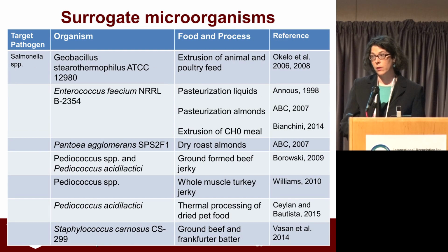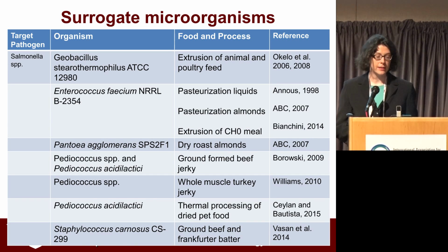Recently, a lot of the work with surrogates and validation as to whether or not it's an appropriate choice has been with Salmonella. And a lot of this work recently has been with low moisture foods specifically. Some of the organisms that are being used are Geobacillus stearothermophilus.